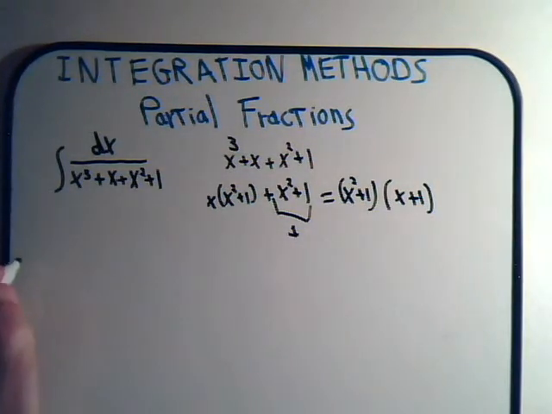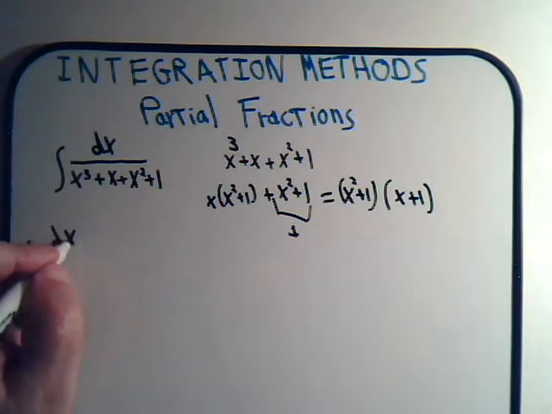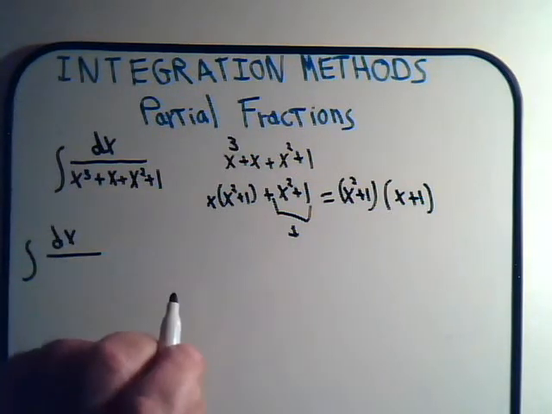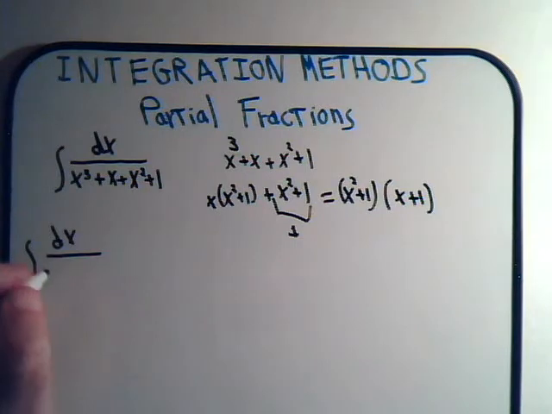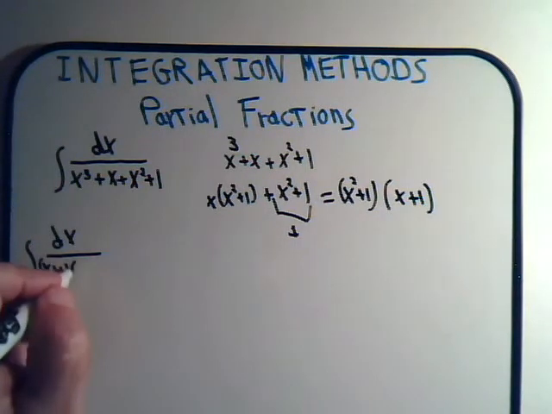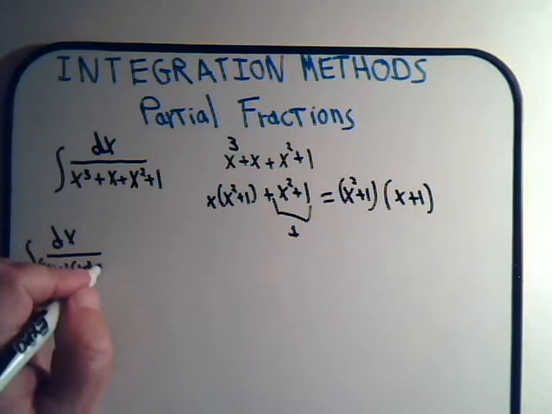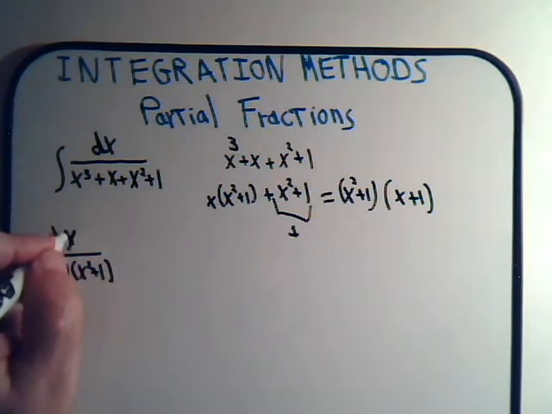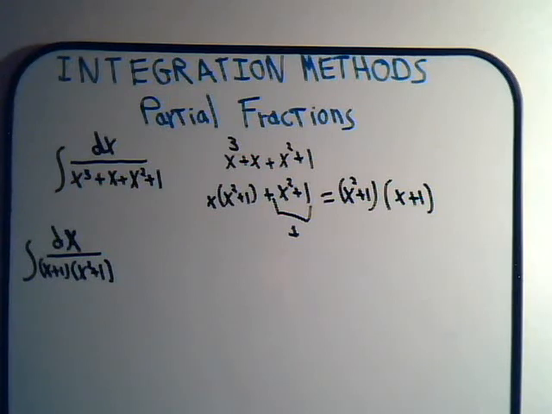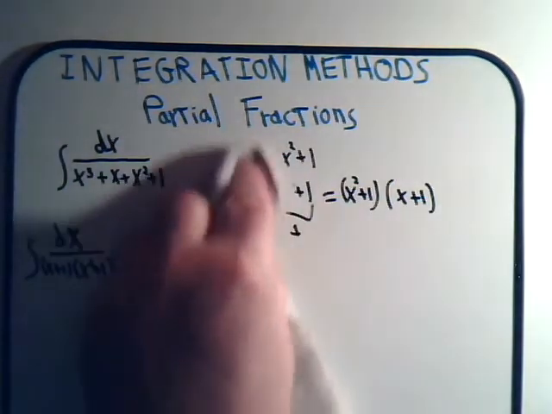So we can rewrite the integral dx divided by x plus 1 times x squared plus 1. There, once we have this factored out, now it's obvious we're all set for a partial fraction substitution. So let's see.